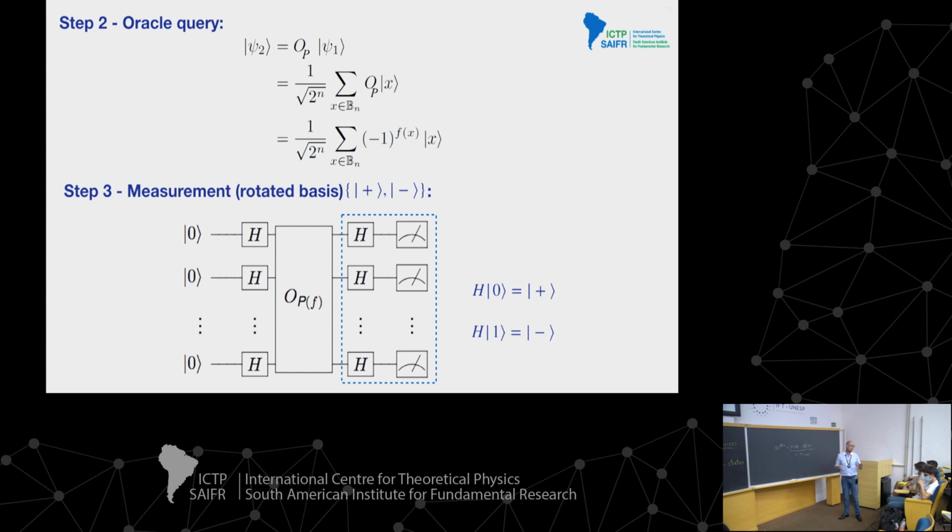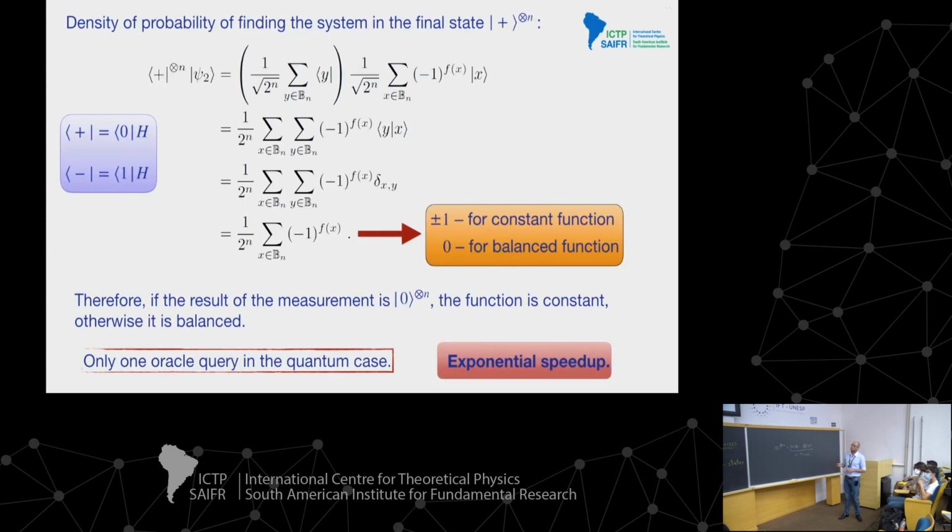That, at least to me, it seems simple. So the final message: if you measure this state, and it is exactly in the plus state, the function is constant. Otherwise, any other combination that you measure, plus, minus, the function is balanced. In this way, you just need to measure at the end and observe the result. If the result is plus, the function is constant. If the result is any other, the function is balanced. So with just one query, we find the solution to this problem. So we got an exponential speedup.